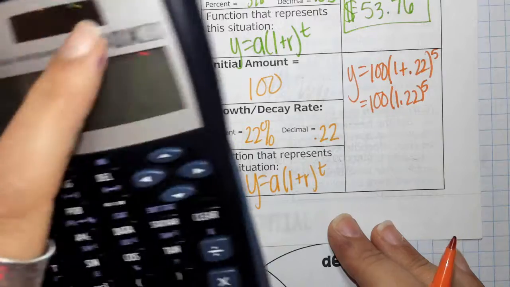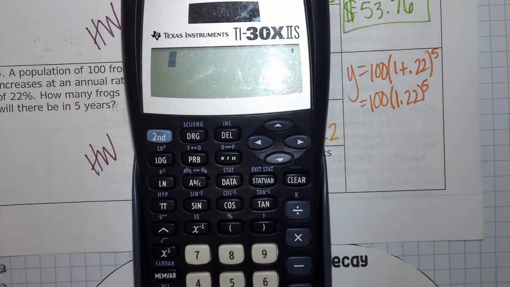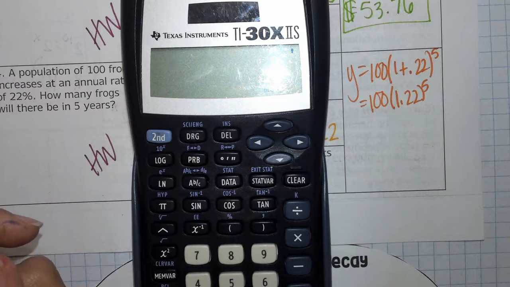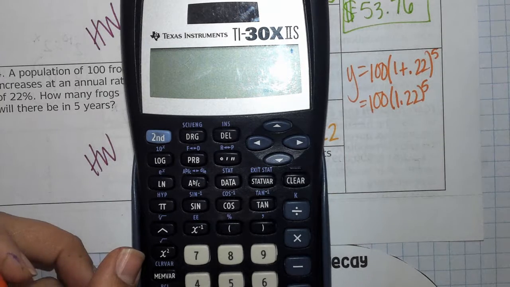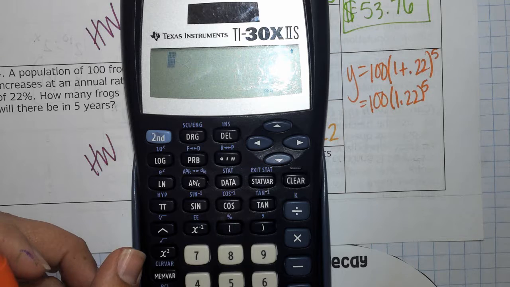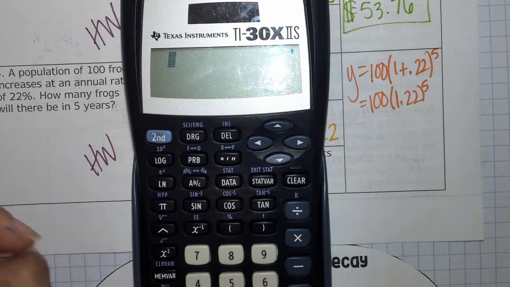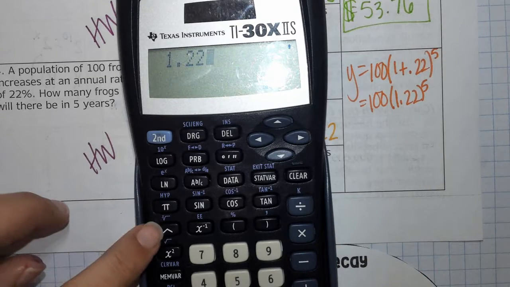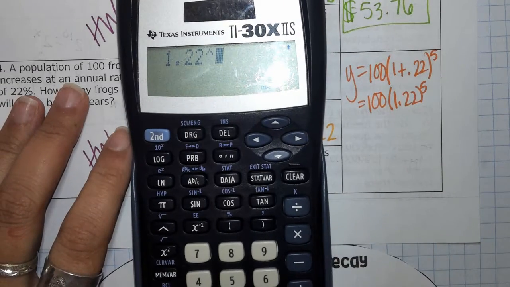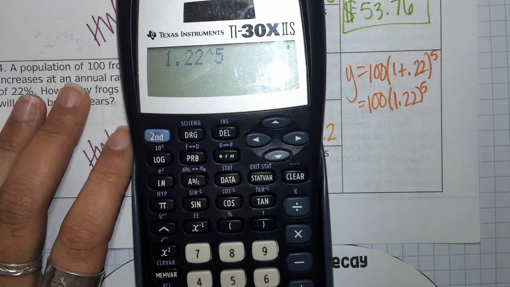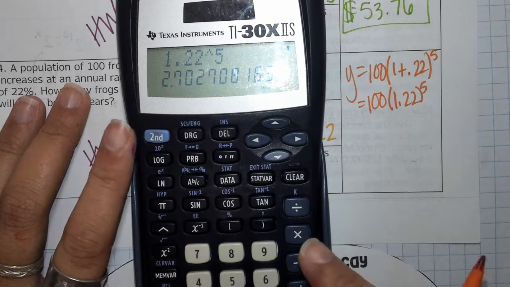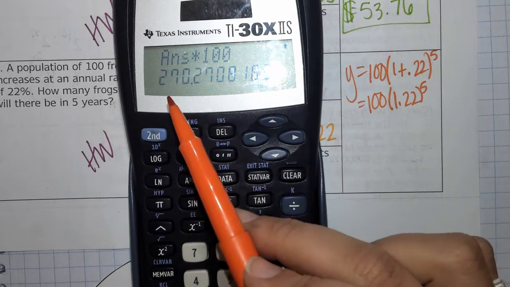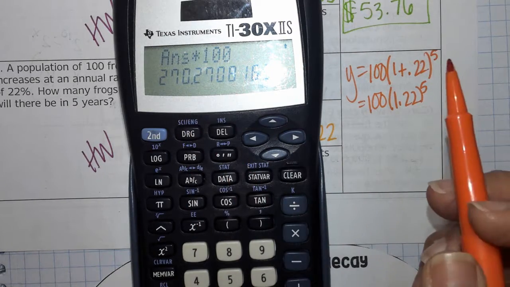All right, who can tell me how we plug it into the calculator? What's the first thing we do, Natalie? Reggie. You type in 1.22, hit that little, what is it called? Caret. And then I hit equals. And then what do I multiply that by? Times 100. Now, why is our answer not 270.3 frogs?